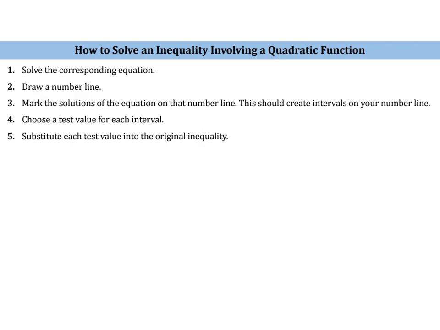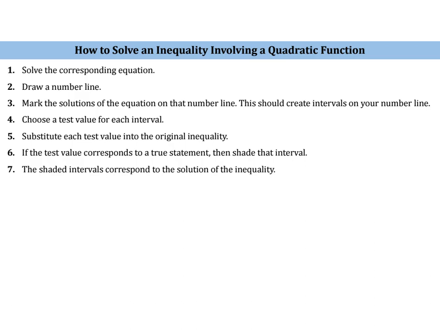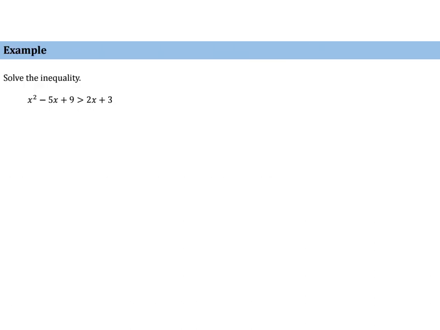So we substitute the test value into that original inequality, and if that original inequality is made true by the test value, then that interval satisfies the inequality and it's part of the solution set. And so we would shade that portion of the interval. So let's go ahead and take a look at an inequality.